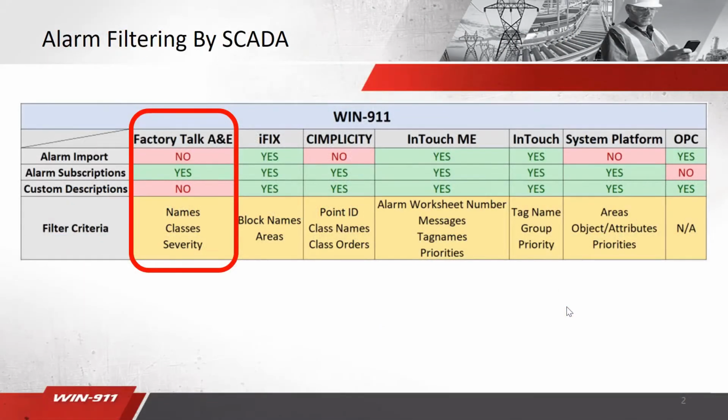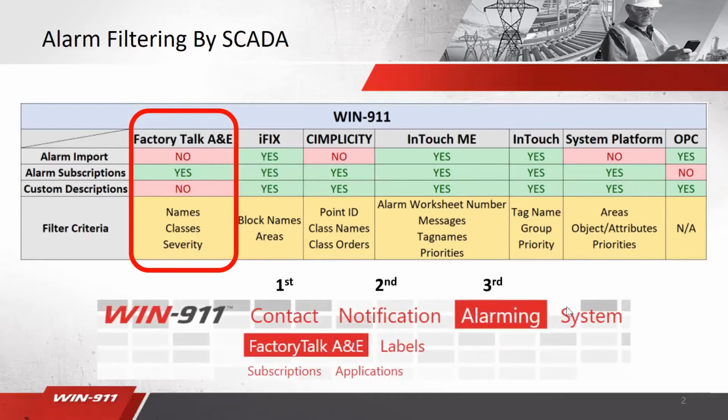Getting started here, this is a list of all the SCADAs that WIN-911 supports. If your SCADA is not shown here, then you would need to use OPC for connecting to WIN-911. Today we'll be focusing mostly on FactoryTalk alarm events, and for the methods which you can bring your alarms in, it does not support alarm import, but you are allowed to use alarm subscriptions or filters. We'll use that term interchangeably. The method in which you can filter your alarms into WIN-911 is by names, classes, and severity.